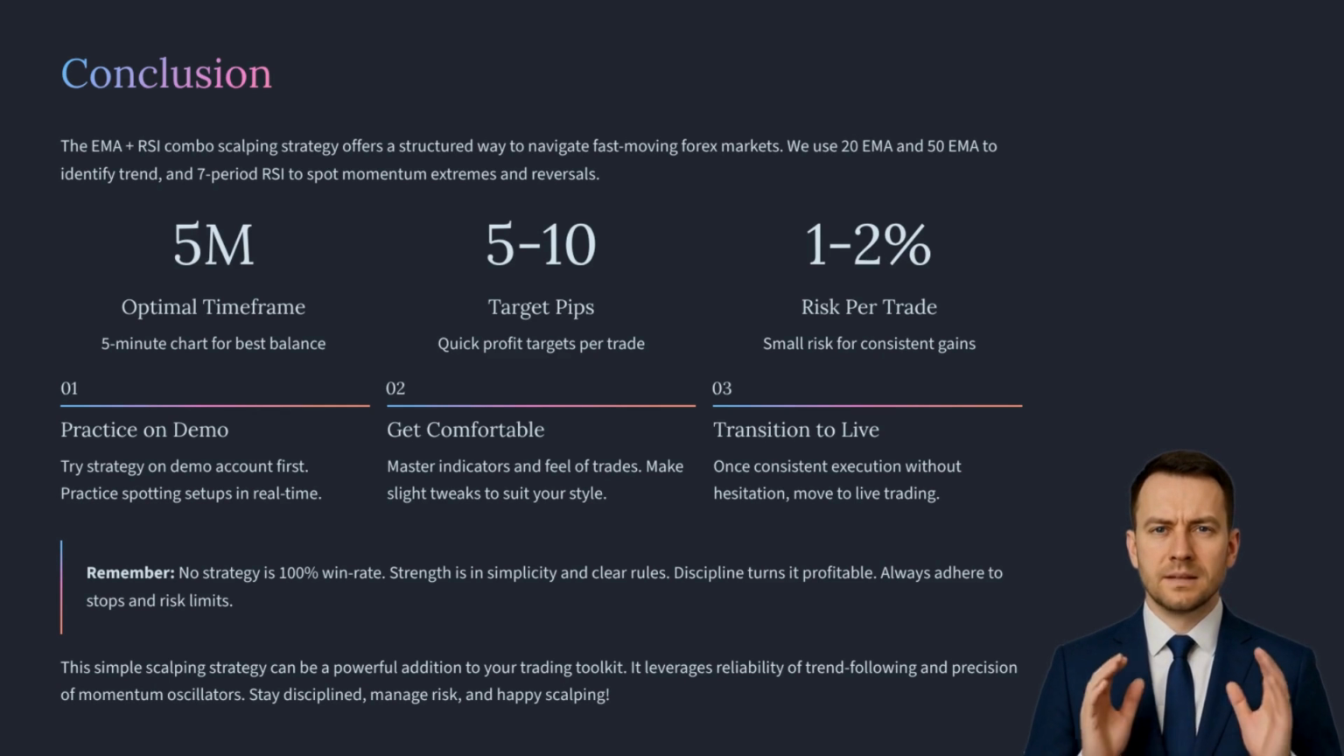Next steps. If you're interested in this strategy, try it out on a demo account first. Practice spotting the setups in real time or via historical chart replay. Get comfortable with the indicators and the feel of trades. You may make slight tweaks to suit your style, for instance, an RSI period of 8 or a different exit method, which is fine as long as you maintain the core principle of trend plus pullback. Once you can consistently execute the plan without hesitation, you can transition to live trading.